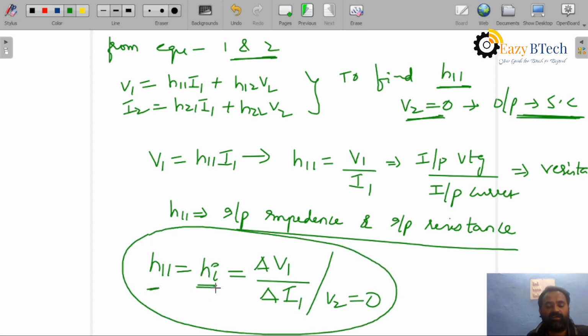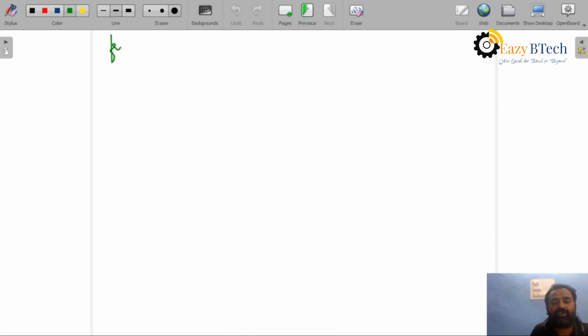H11 is equal to HI, that is HIE. H11 is nothing but Hi, that is input impedance or input resistance, change in V1 by change in I1 by keeping V2 equal to 0. Okay. In the second equation, by keeping V2 equal to 0, from equation 2, I2 is equal to H21 I1 plus H22 V2, V2 making 0.